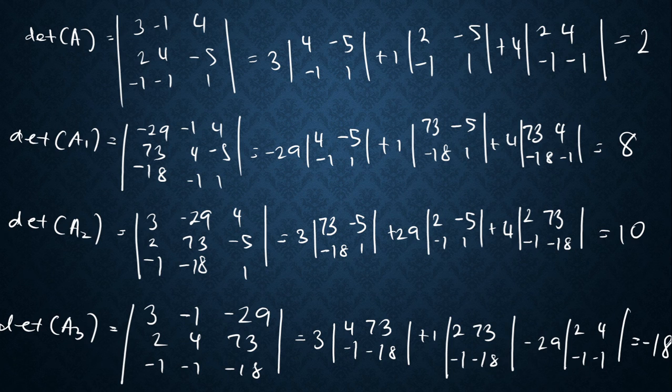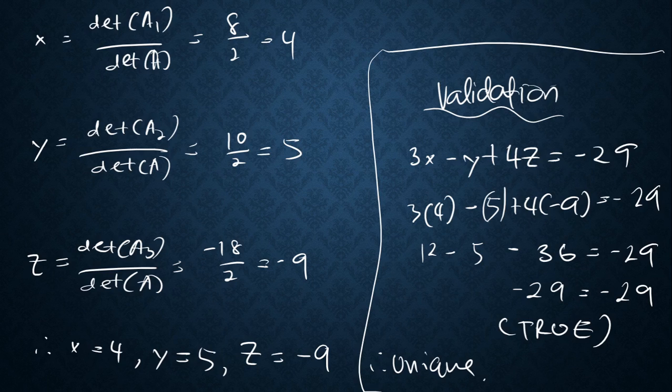Determinant of A is 2, determinant of A1 is 8, determinant of A2 is 10, then determinant of A3 is negative 18. This one I already explained. X is 4, Y is 5, Z is negative 9. Just substitute the numbers. So those are the assumptions. So make the validation. It was found out that negative 29 is equal to negative 29, which is 2. And it's also unique since 2 is non-zero.